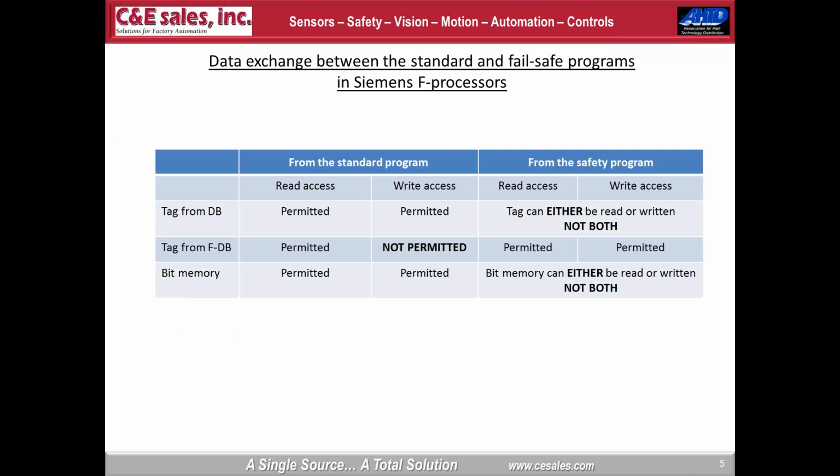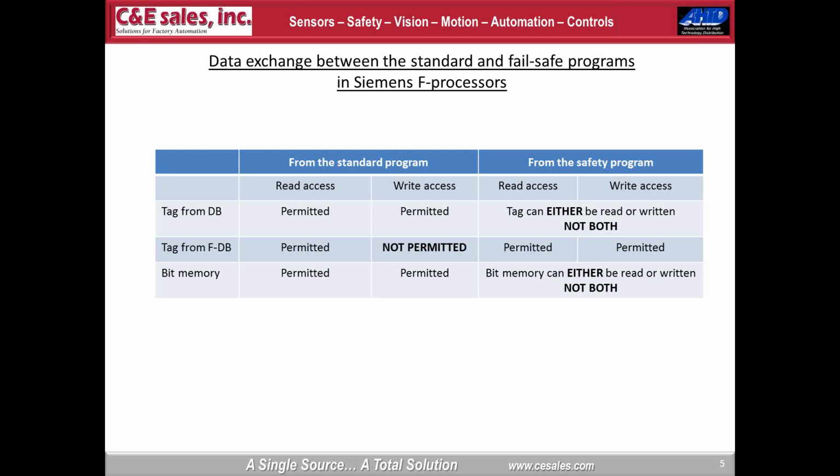Because we keep our safety program separate as much as possible from our standard program, it's going to be required to communicate between those two programs. And this is just a chart showing some of the details of how Siemens F processors communicate between the standard program and the failsafe program. In general terms, we want to use data blocks rather than merely bit memory to communicate between them, because I can organize the data blocks in a little more clear fashion. There are a couple of restrictions though, as you see in the chart.